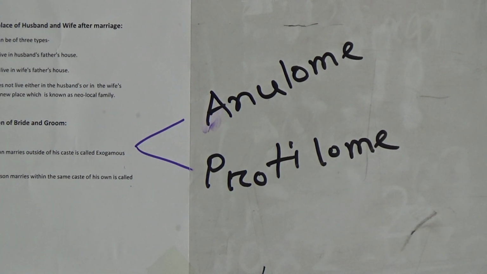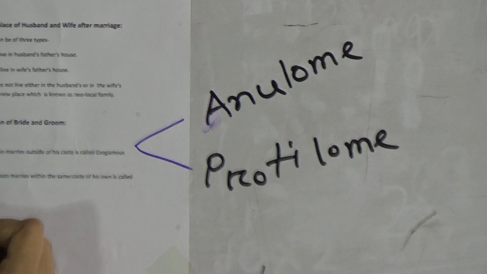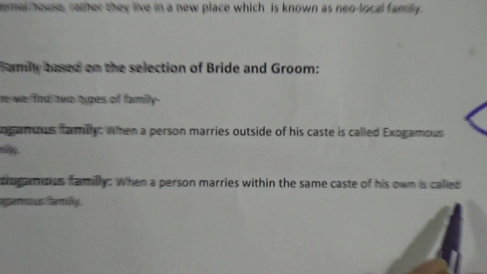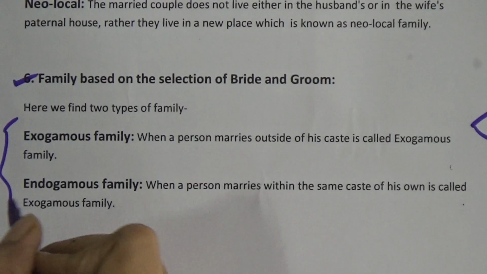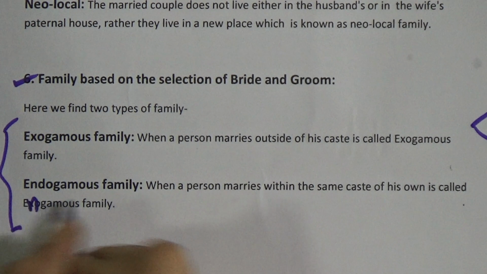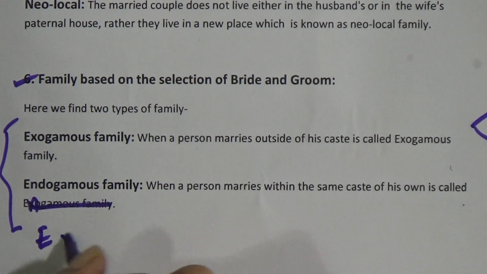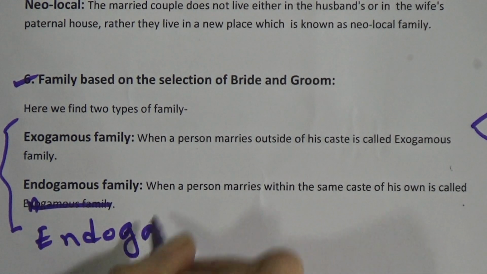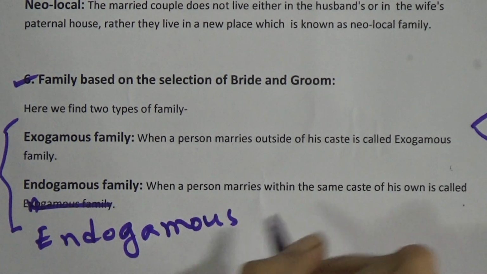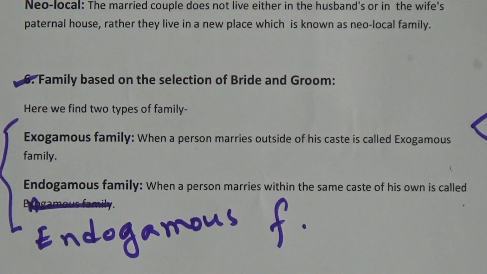And now endogamous family. In an endogamous family, when a person marries within the same caste as his own, it is called, sorry, endogamous family. So this is called endogamous family.